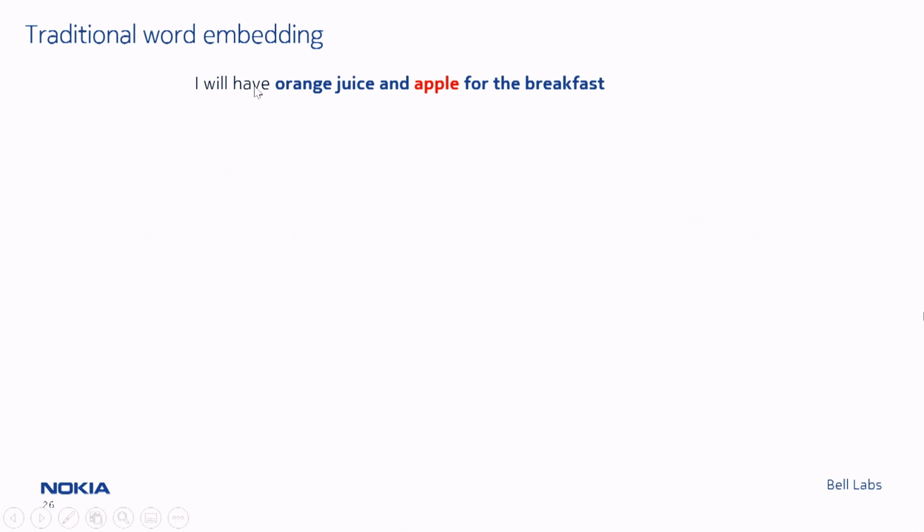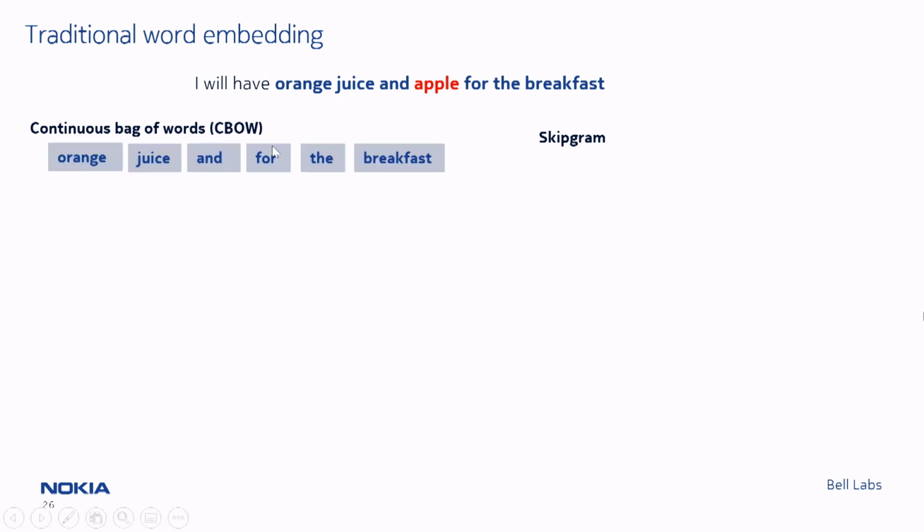So now let's move to the background section, and let's start with the traditional word embedding. Suppose that we are given this sentence and we would like to build an embedding for each token in this sentence. Suppose that our target word is the token apple. In the literature there are two famous models, the continuous bag of words and the skipgram model.